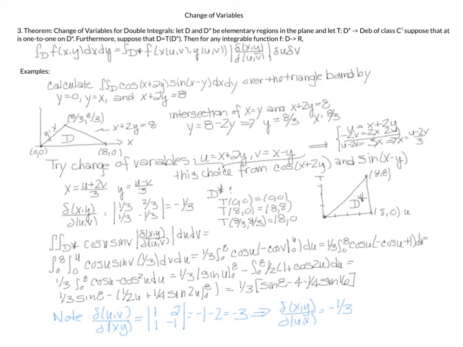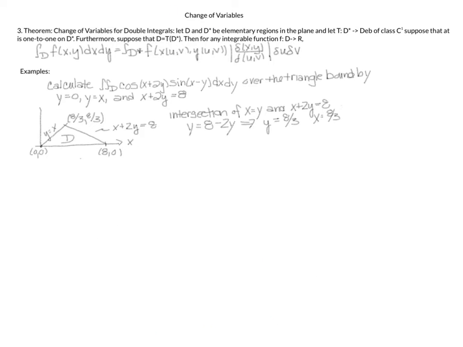I did put the change of variables formula up here for your reference. The first problem is to find the double integral of cosine of (x plus 2y) times sine of (x minus y) dx dy over the triangle bound by y equals 0, y equals x, and x equals 2y plus 8. Here I graphed out my triangle and I also calculated where y equals x and x plus 2y equals 8 intersect, which is at x and y equal to 8 over 3.